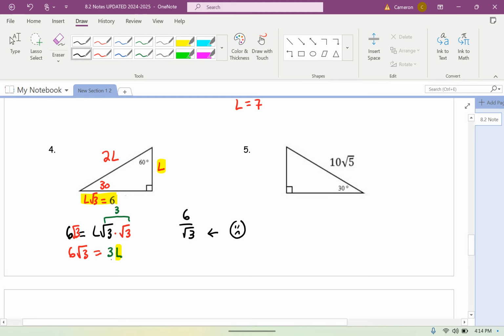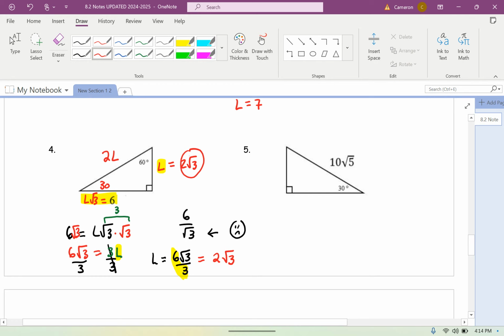The opposite of multiplying by 3 would be to divide by 3. So I'm going to divide both sides by 3, not rad 3. 6 rad 3 over 3. And notice those coefficients in front. 6 divided by 3 can be reduced. That is just 2 rad 3. 6 over 3 becomes 2. And so L ends up just being 2 rad 3.